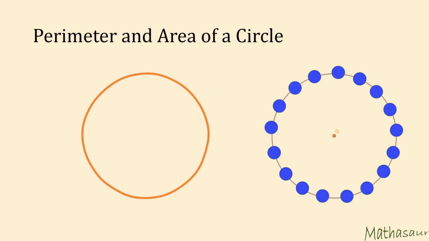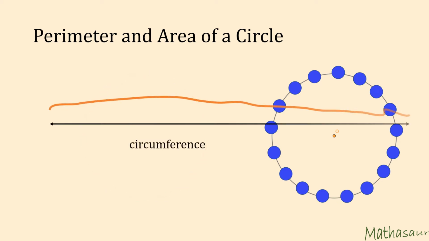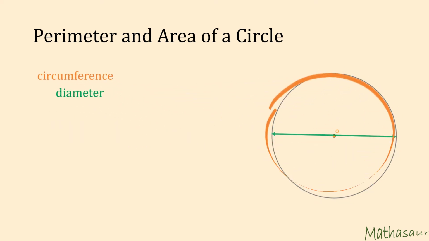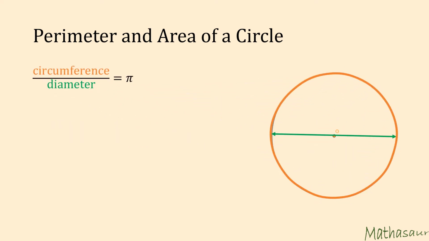Now if we open this thread, then we see that the length of the thread is equal to the perimeter or circumference of the circle. If we measure the circumference and the diameter of this circle, then we say that circumference by diameter is equal to pi, where pi is a non-terminating, non-repeating decimal. Its approximate value is 3.14 or 22/7, which we shall use for calculations.